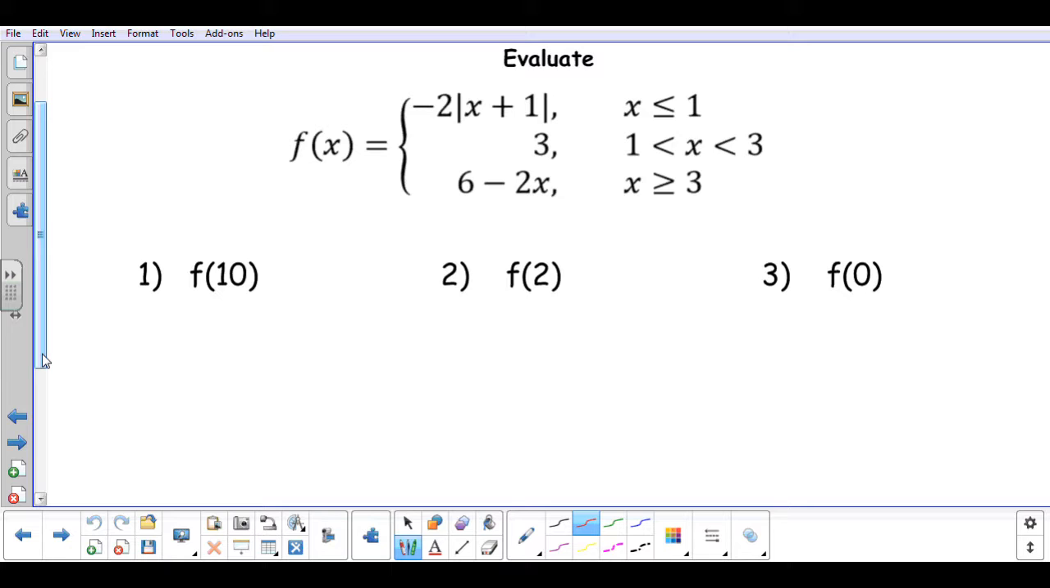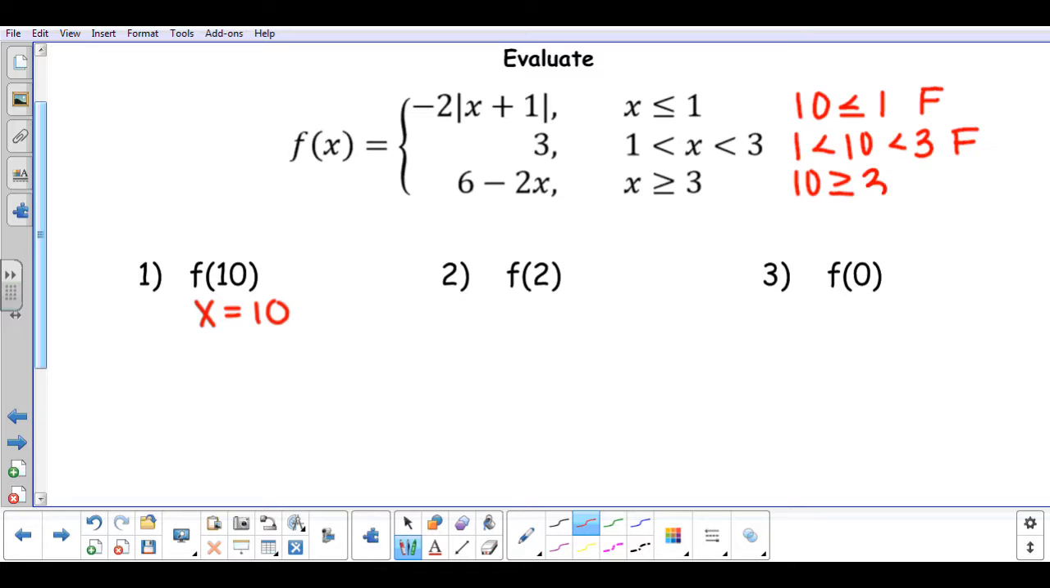In number 1, I have f of 10, which means x is equivalent to 10. That's all that is saying. So if I go up here, I need to figure out which one of these three is going to give me a true statement. If I look at the first one, 10 is less than or equal to 1, I know is a false statement. If I look at the second one, 1 is less than 10, which is less than 3, that is also a false statement. So the last one hopefully will do it for me. It would tell me that 10 is greater than or equal to 3, which we know to be true.